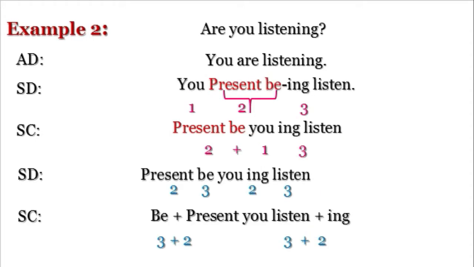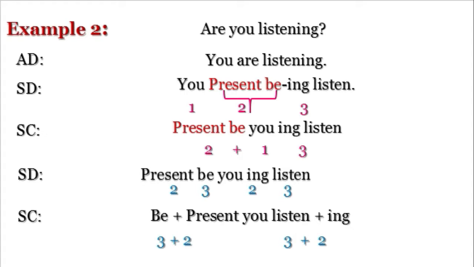In example number 2, we have are you listening. This is an interrogative sentence, a yes no question. We return it to the active declarative, so we will have you are listening. The structural description will be you are listening, conjugated in present, ing and the verb listen, meaning the NP, which is you, is number 1, present be is number 2, meaning the first two elements of Aux, and ing and listen are number 3.